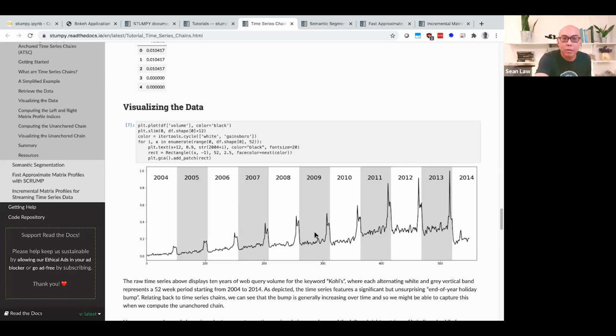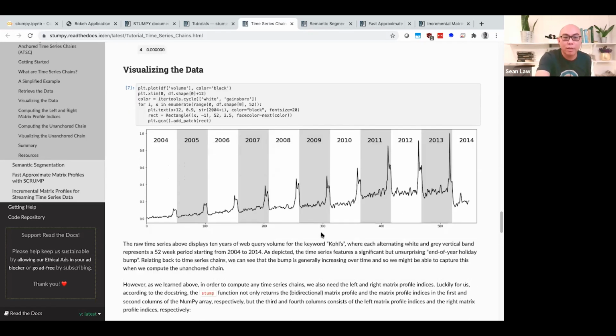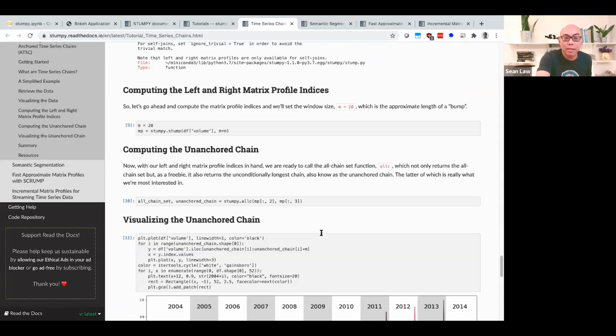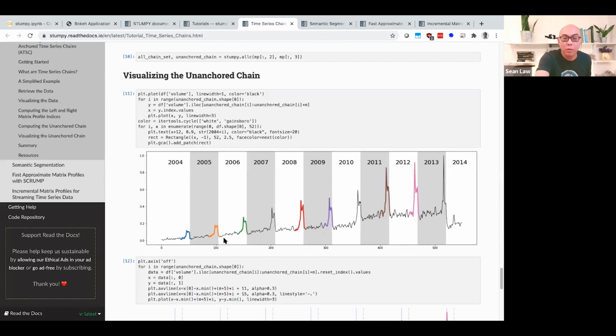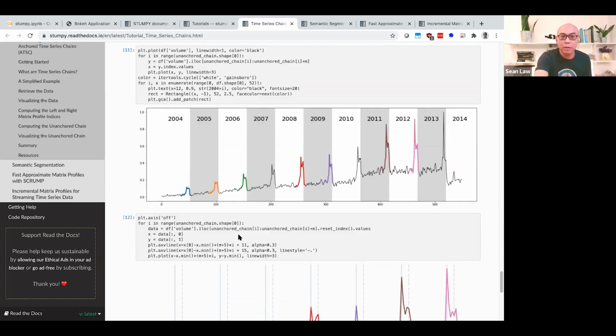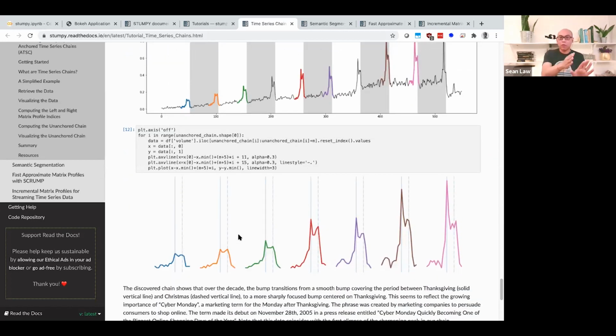But another thing, can anybody guess, maybe either Brian or Zach, what do you think that hump represents? Why are people searching for Kohl's? Is that the holiday season? Yeah, exactly. And in fact, when you actually analyze it, you're visualizing it, so you can see that something's there. You can actually compute the matrix profile, and you can pull out these conserved subsequences. That's what you're seeing up here. So over time, it increases.